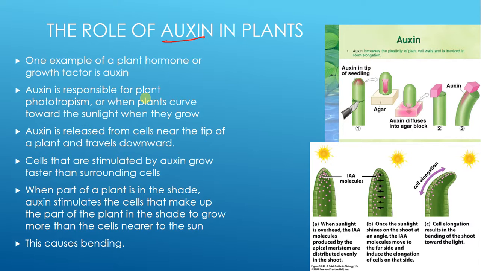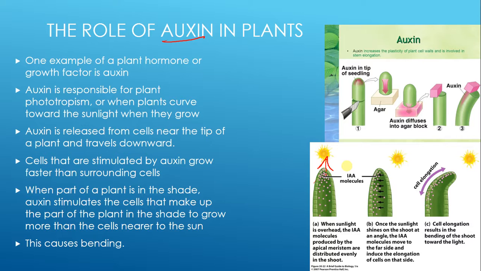AUXIN is released from cells near the tip of the plant, kind of called the coleoptile, and travels downward and becomes less concentrated the farther down you go. Plants that are stimulated by AUXIN tend to grow faster than cells that are around it. So for example, when sunlight is overhead of a plant, the AUXIN travels pretty much uniformly down that plant and stimulates all of the cells below it to grow straight up towards the sun.